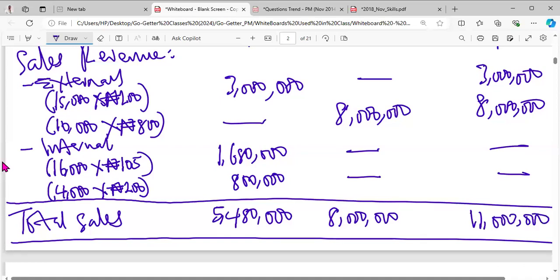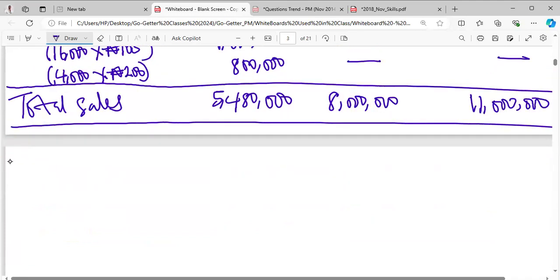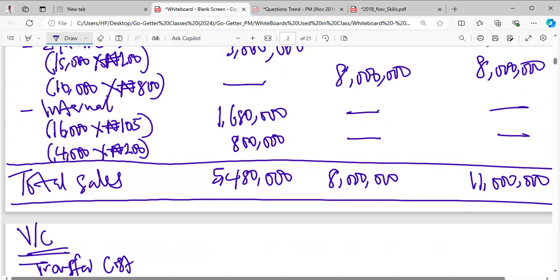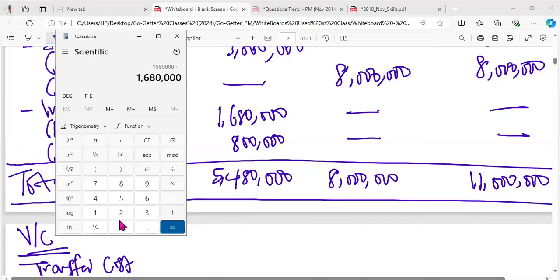Now let's deal with our variable cost. Our variable costs will not change. So we have to change the transfer costs. Now our transfer cost is going to be the addition of these two. So let's just do it now. 1,680 plus 800. That will give me 2,480.